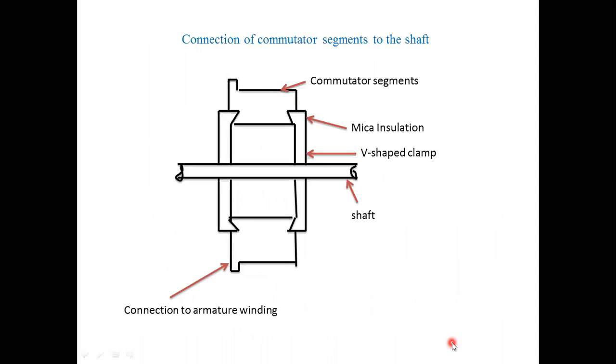And this is the connection of the commutator segments to the shaft. This is the shaft, and this is the commutator segment. And this is the mica insulation, which is not shown directly here. Here it is a V-shaped clamp. This is a clamp, and it is the shaft, and it is also the commutator. We are showing it upward and also downward because this is a complete circular shape. This is the connection of the commutator segments to the shaft.